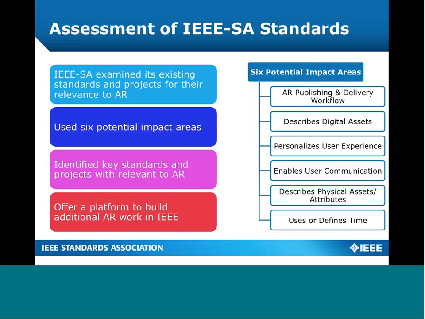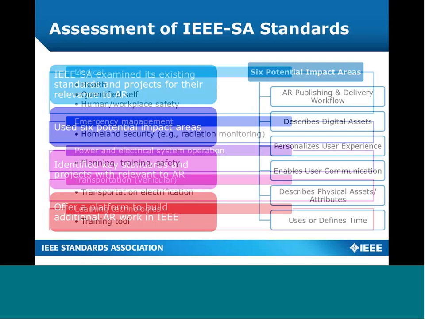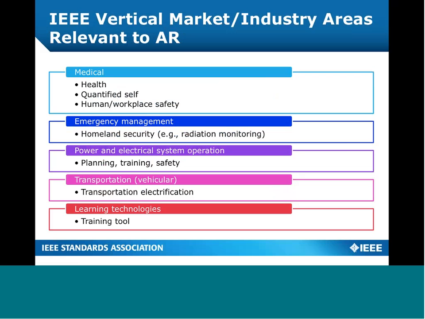The IEEE has many hundreds of thousands of members, and they can be clustered into some of the vertical markets that are most important and most relevant to augmented reality. For example, in health and wellness, we could imagine that the medical practitioner may use augmented reality. The consumer may want to use augmented reality to be better tuned into their heart rate or their other significant data. And we can also perhaps envision augmented reality in many other use cases in emergency management, the planning and operation of power and electrical systems, transportation, and learning technologies or learning systems.